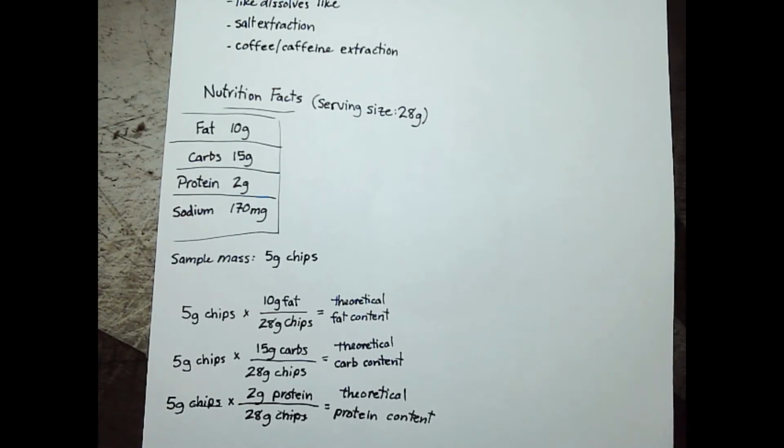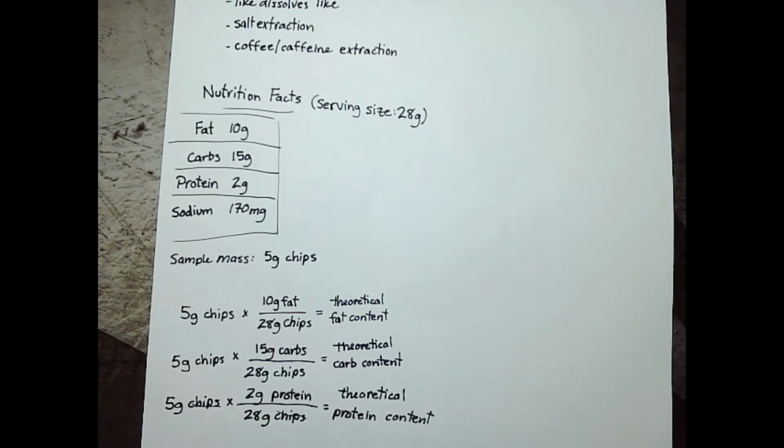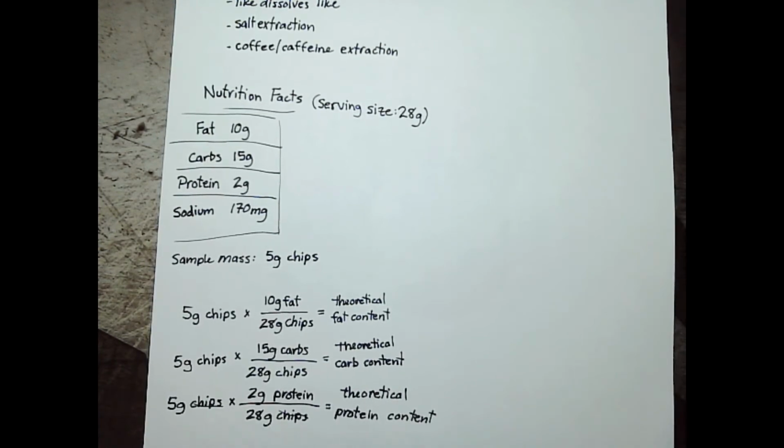So anyways, I have a 5-gram potato chip sample, and I want to know how much protein there is in that 5-gram sample. So here I take grams of chips times this conversion factor, which comes straight from the label, and that should give me the protein content. And I set this up to make sure that grams of chips cancels with grams of chips.